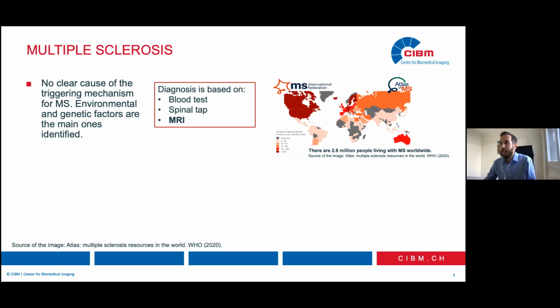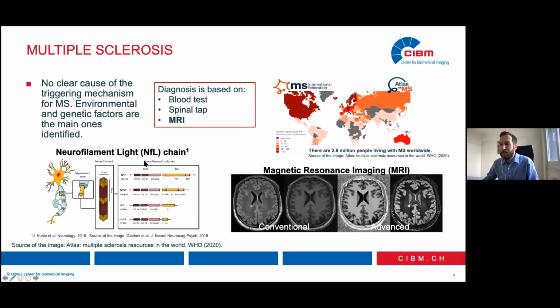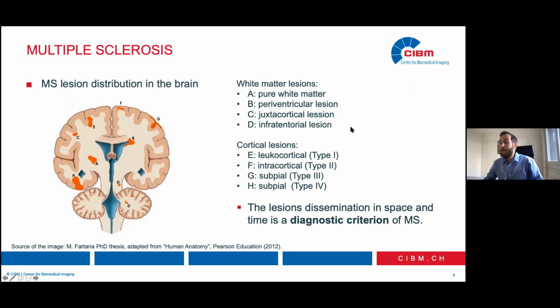And today, MS is diagnosed based on a blood test, on a spinal tap, and of course on MRI. On the left-hand side here, we have the neurofilament light chain, which is the one we examine with the spinal tap. And on the right-hand side, MRI images with conventional and advanced contrast, which I will explain in a second. And MS causes these lesions in the brain, which are distributed as shown here in the image.